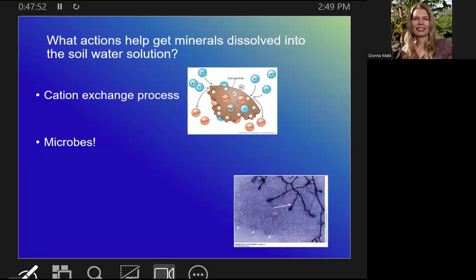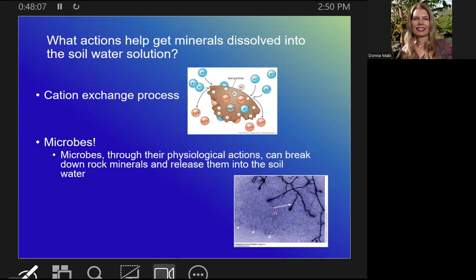So that's one process. But don't forget, the microbes are also really, really important. So yes, the cation exchange process is critical. I'm not denying that, but microbes often don't get mentioned when they talk about this whole idea of how the roots get access to minerals. And so microbes have their own agenda, they're doing their own physiology, but as they are living their life in the soil, they can often break down minerals. They can break down rocks. Fungi are awesome at that. They can slowly start to excrete different enzymes and break down the rock material, which releases minerals into the solution.